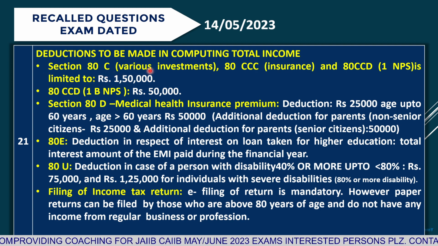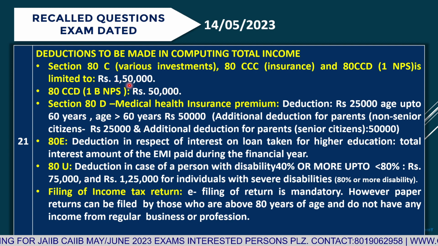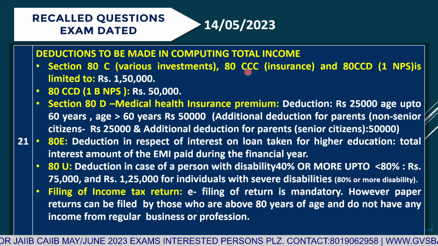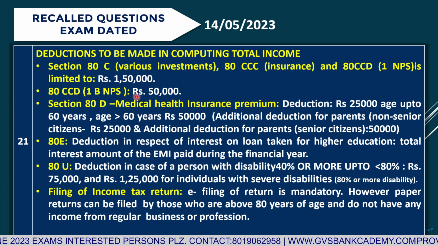Section 80C, various investments. 80CCC, insurance premium. And 80CCD(1), National Pension Scheme, are maximum limited to a deduction of 1,50,000 together. 80C, 80CCC, 80CCD, National Pension Scheme, 1,50,000 is for all. And under 80CCD(1B), additionally, in the National Pension Scheme we can deposit 50,000 more, over the 1,50,000, and get a further deduction of another 50,000.